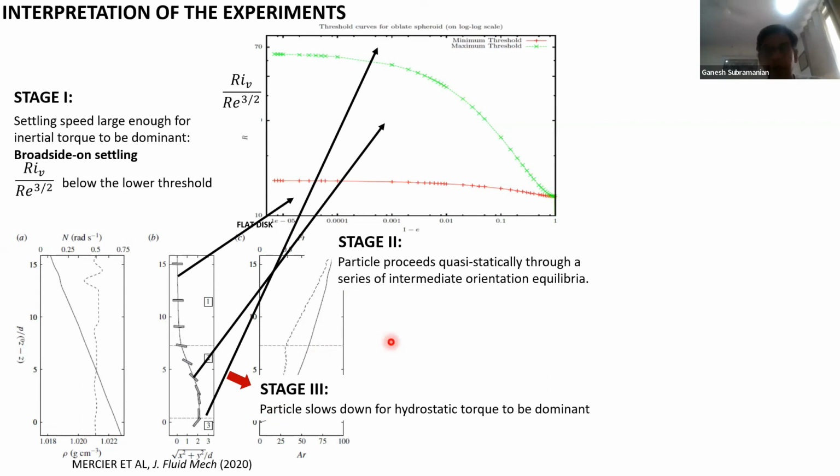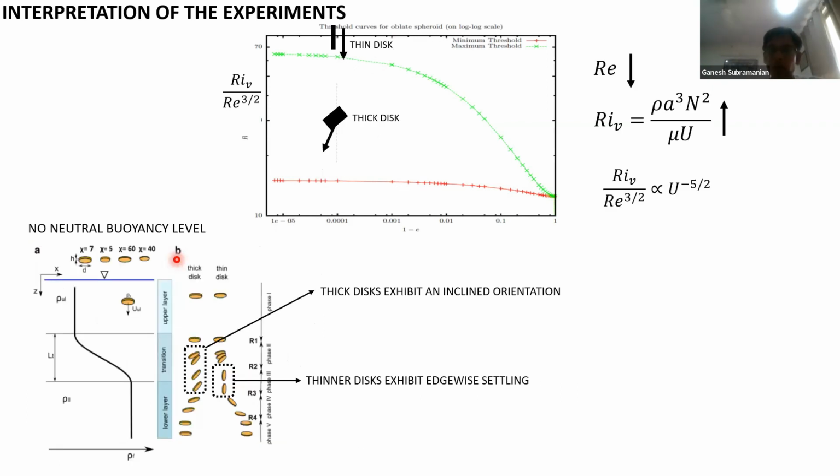So qualitatively speaking, the sequence of events predicted by this orientation dynamics is very similar to that observed in the experiments. And you can repeat the identical argument for a prolate spheroid. This is for an oblate spheroid because the experiments were for disks.